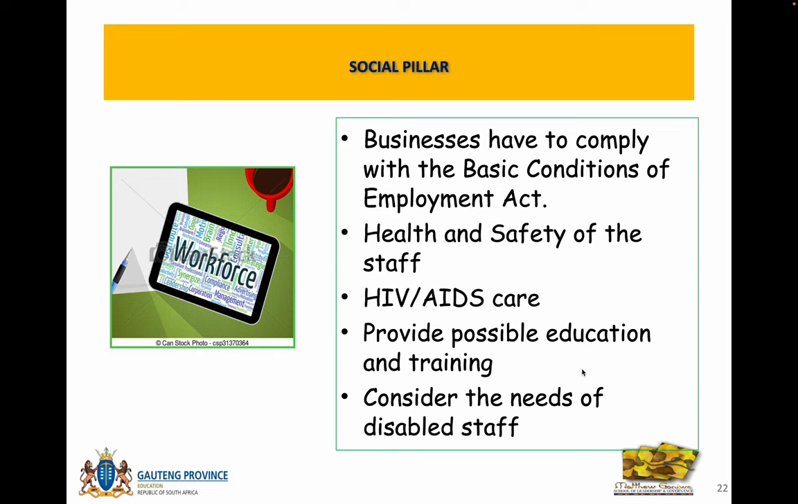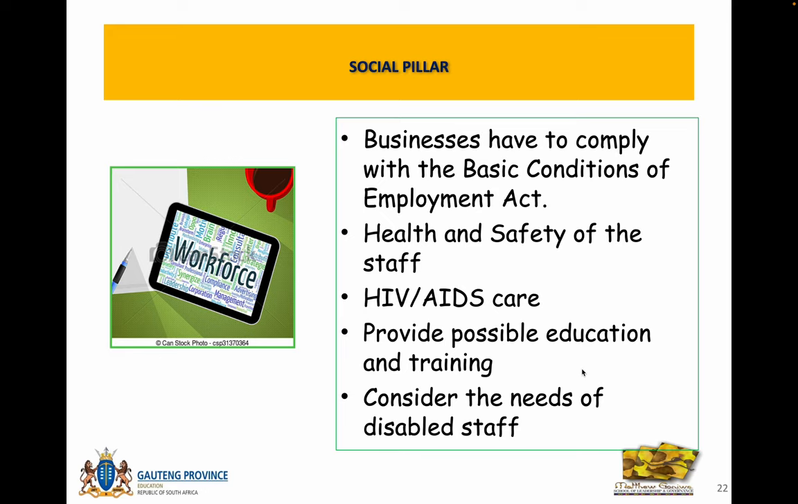The social pillar talks more about health, as I indicated on the previous slide. It talks about the safety of staff members. The people working in that particular business have to be safe. It talks about health in terms of HIV and AIDS care. It talks about education that people should be getting in terms of available training. It considers the needs of people with disability and what they should be given. So we are trying to outline those things.